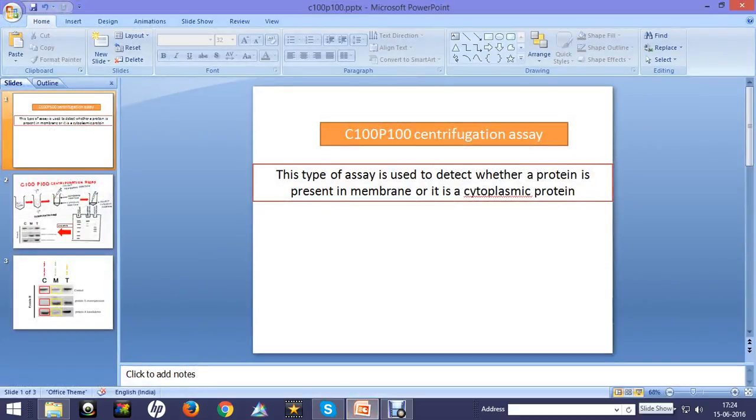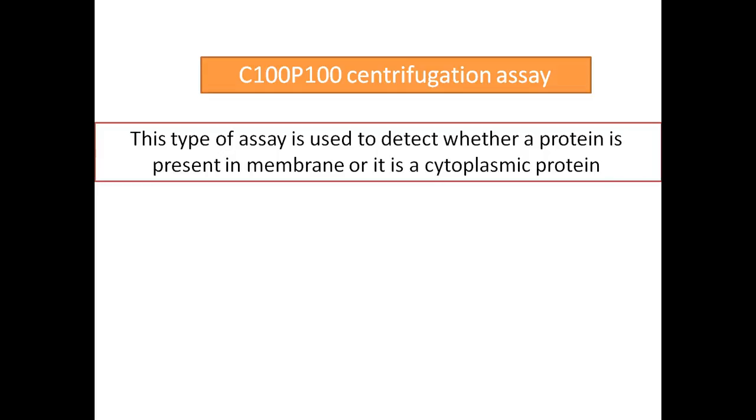Hi, in this video I will discuss a technique known as C100P100 centrifugation assay. This type of assay is performed to detect whether a protein is present in the membrane or in the cytosolic fraction. So you might be thinking that one protein is inducing another protein to be localized in the membrane. So membrane localization of one protein may be dependent on another protein. If you ask this type of question, you could perform this kind of assay to find the answer.